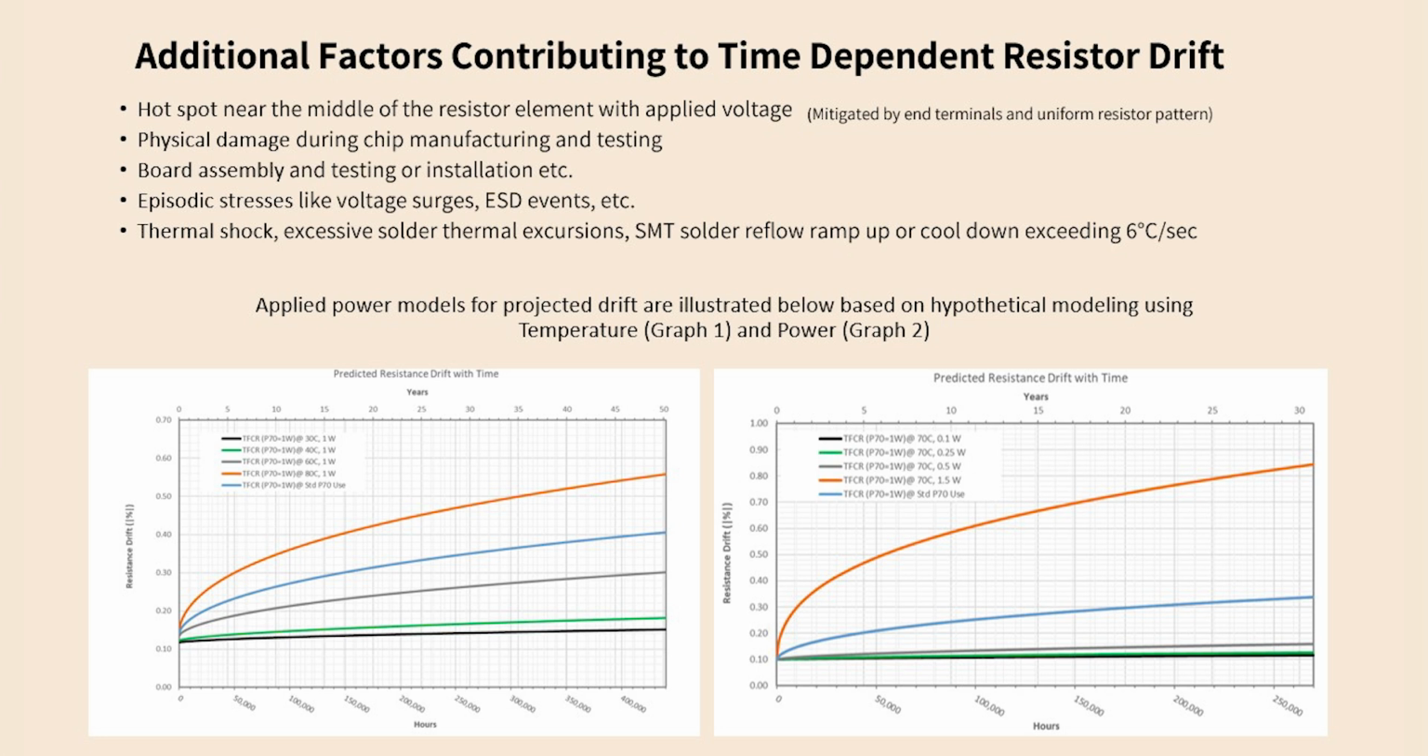The graph here illustrates how power and temperature stress influence drift. Higher applied power and temperature lead to more pronounced drift, emphasizing the importance of carefully managing these variables in resistor applications. Designing for long-term stability requires not only selecting materials with low intrinsic drift, but also minimizing external stresses to optimize assembly, handling, and operational conditions. Managing thermal and electrical stresses is essential to ensure reliability in demanding applications.